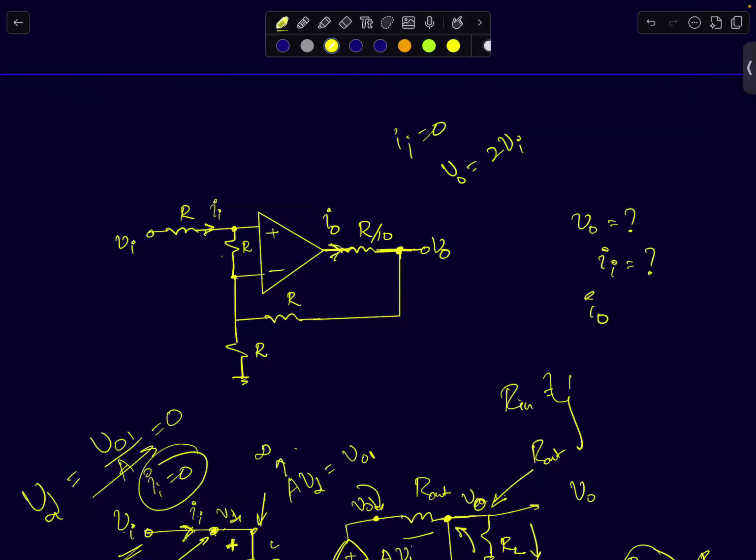So can you tell me what will be the current I naught here? What will be the current that the op-amp has to supply? We just analyzed the circuit. What do you think the current I naught has to be? This node is at Vi. If this node is at Vi, the current flowing through the resistor is Vi by R.